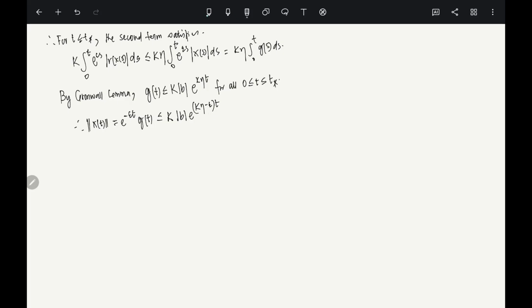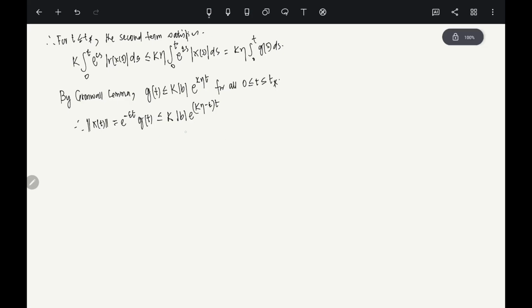If this is true, then this can be made less than delta. This is small as t tends to infinity, so we can write it as less than k times this. Once again, let me put it in proper form. Okay, let me put it this way.